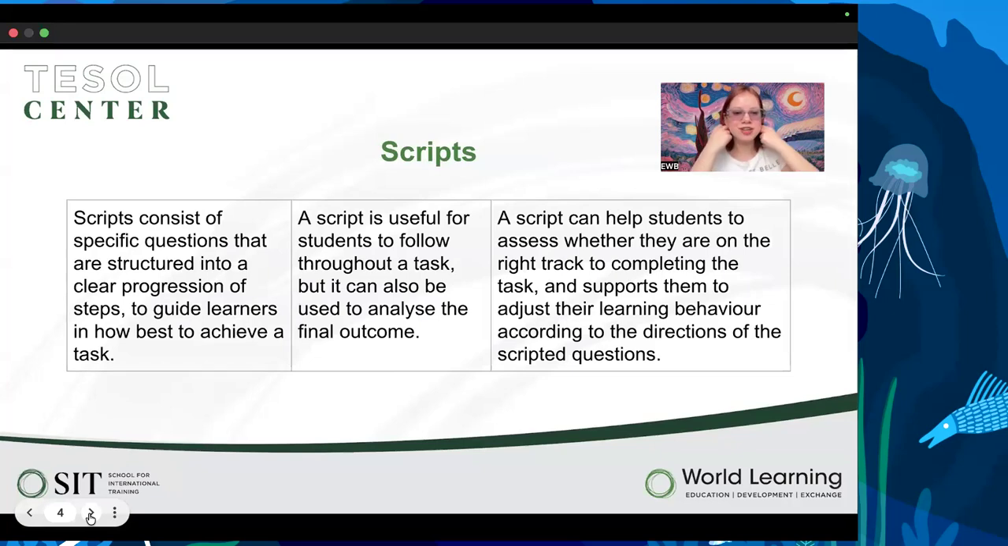Next one is scripts. Scripts are a set of specific questions that show the clear steps, where to start, what to do next, and it shows you somehow a path how to achieve success and achieve the learning outcome for the specific language unit. This is useful, especially when there is some kind of difficult task and students need to follow some specific steps to complete the task successfully. When there are scripts, students can understand if they are on the right track or if they are doing something wrong, so that they can adjust their learning while they are doing it.